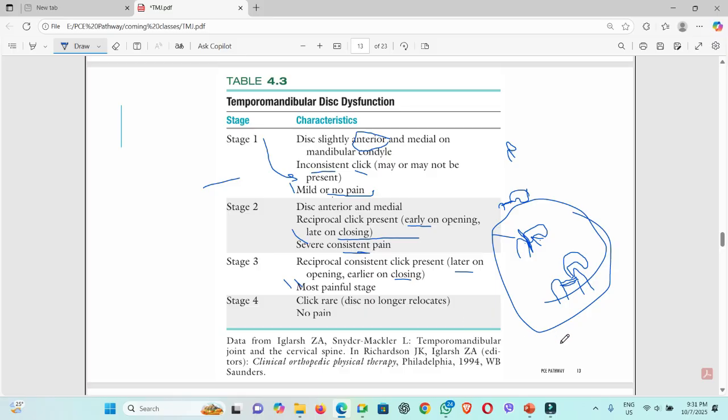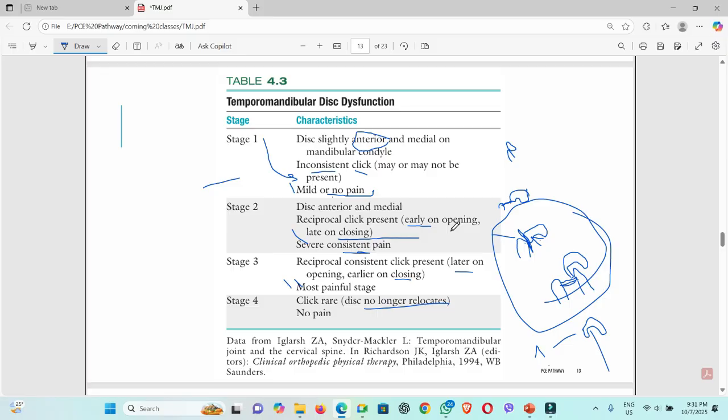Disc no longer relocates. Same thing, right? This is condyle. Now disc has reached over here, too far. I'm exaggerating compared to these pictures. So no clicking, because condyle is not relocating at all. Condyle has to sit in the center to relocate, right? No click, no pain. Stage 4. So no pain could be stage 1 or stage 4. They will confuse with these terms.